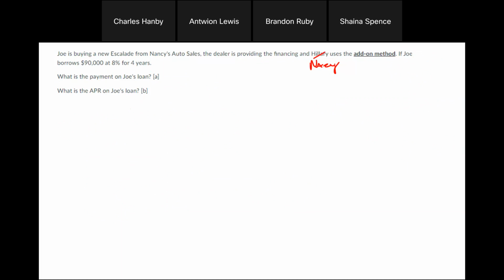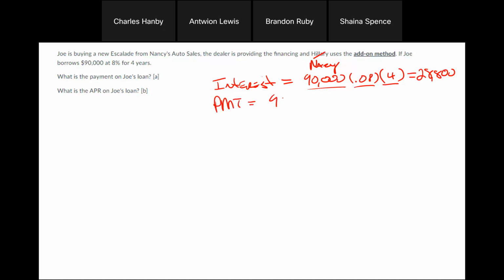With the discount method, we subtract the interest. On the add-on method, we add the interest. So for part A, the interest calculation is the same. It's principal, 90,000, times rate times time. So 90,000 times 8% for 4 years. That's $28,800.